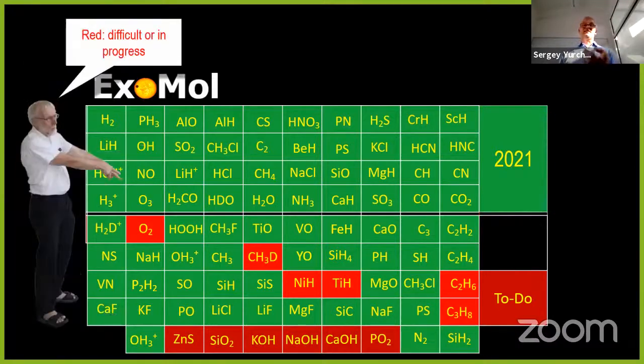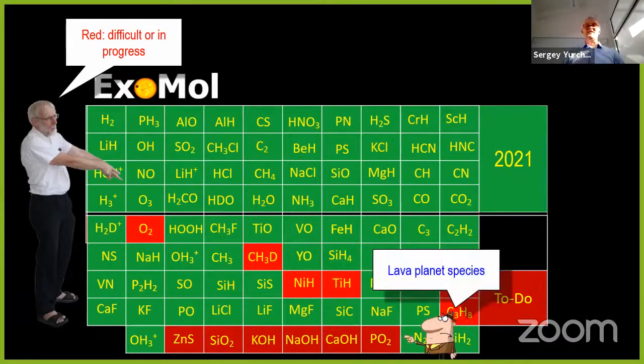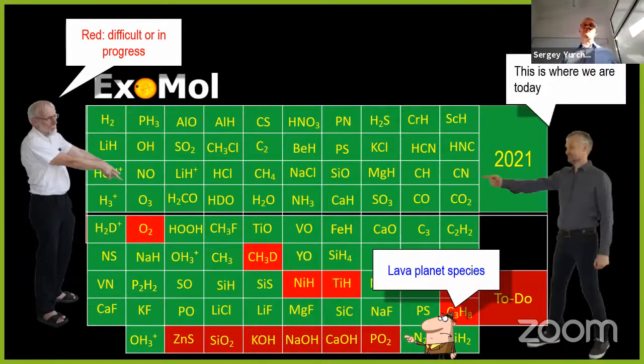So red shows you kind of difficult problems, currently in progress. And these ones represent part of our current project, which is spectra for lava planet species. So this is where we are today.